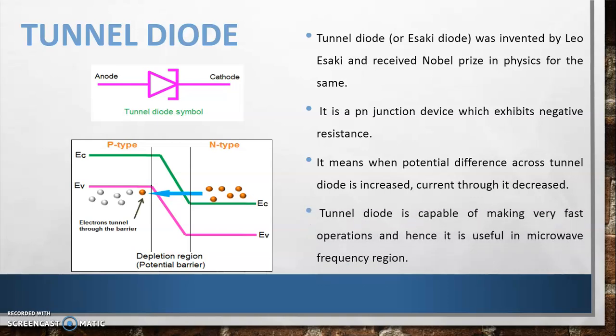The tunnel diode is capable of very fast operation, and hence it is useful in the microwave frequency region.